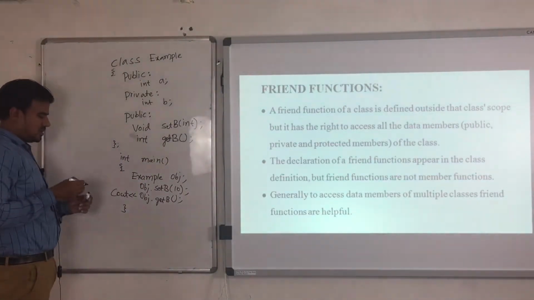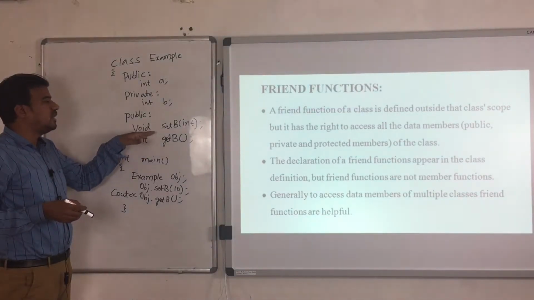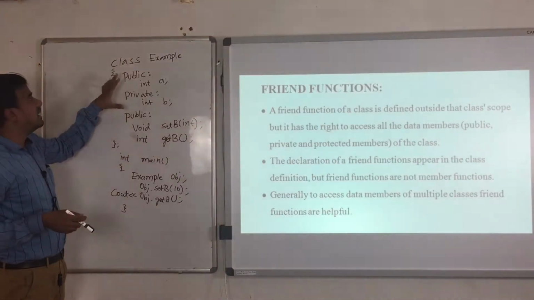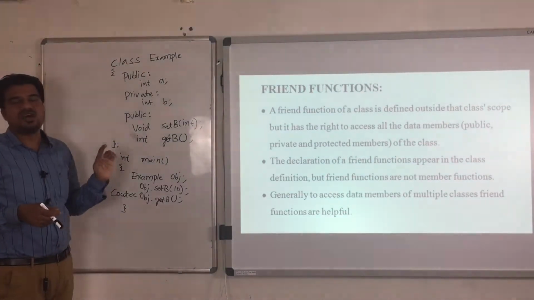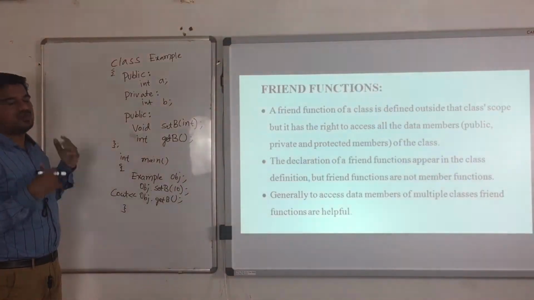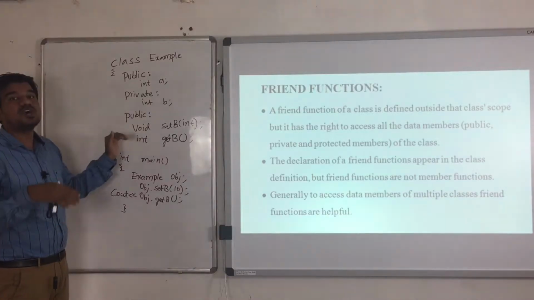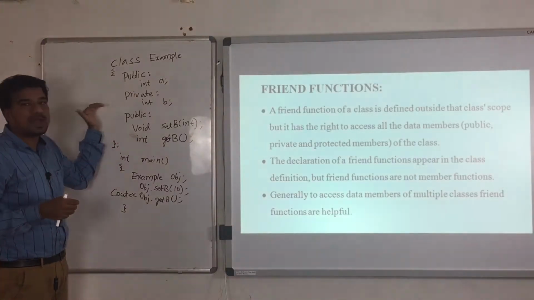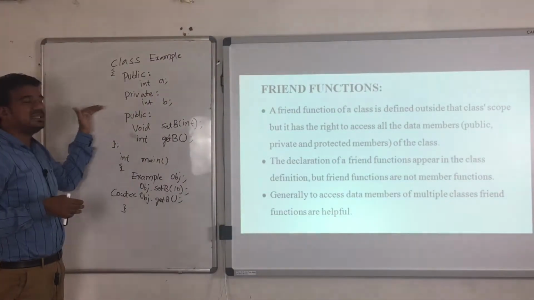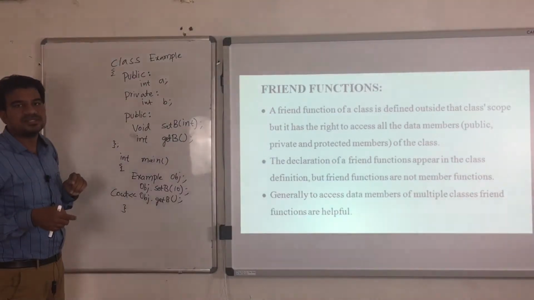So like this, the setter and getter member functions simply access the data members of a particular class, of a single class. What if you have multiple classes? If you have multiple classes and you want to access all the data members, including the private ones, there comes the concept of friend functions.